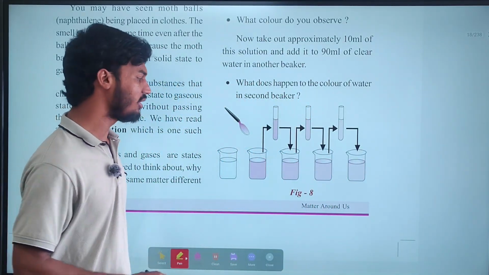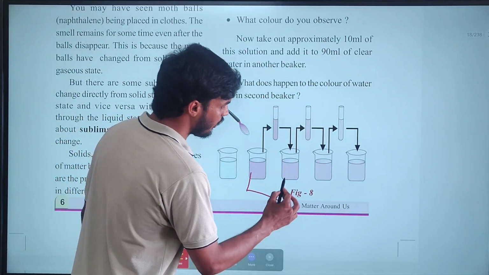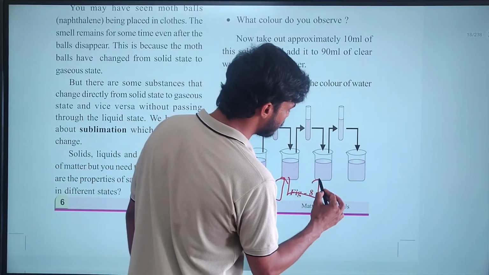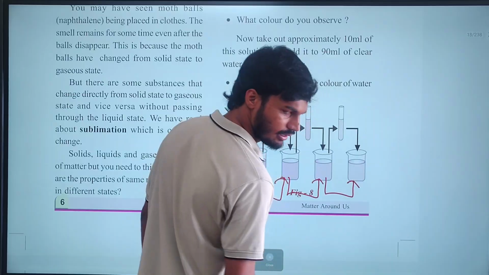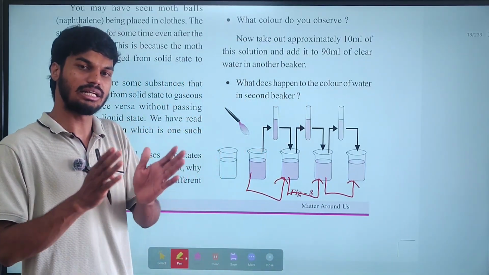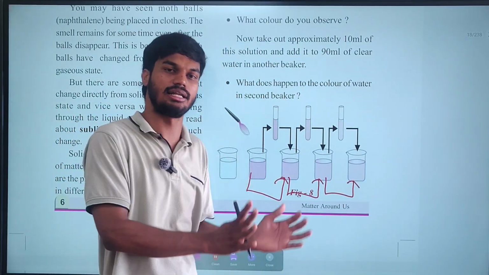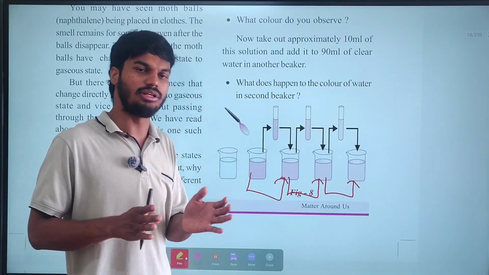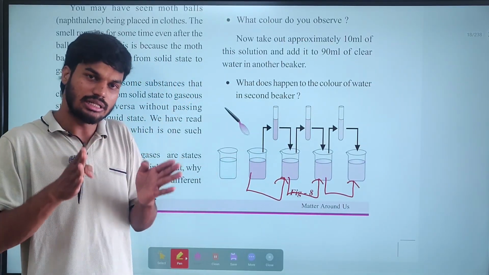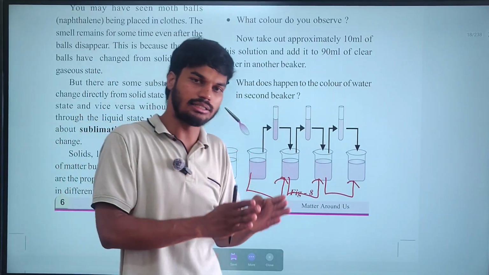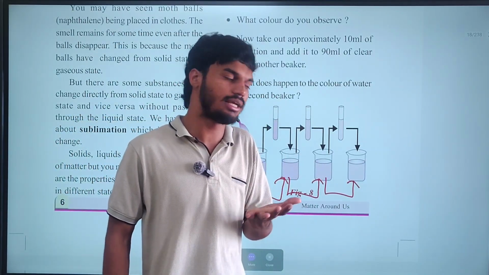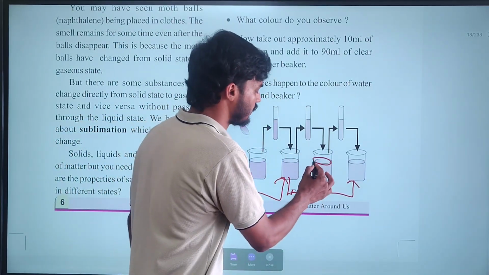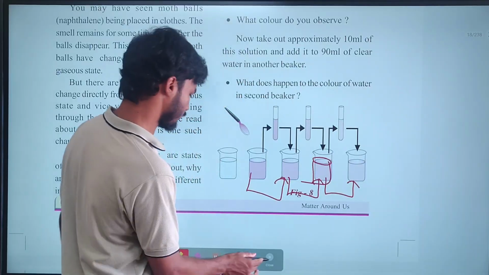From this experiment we can observe that the color gradually turns into a light pinkish color. It means the concentration of the solution gradually decreases. Whatever the concentration, when you add it to the liquid which has 90 ml, the concentration gradually decreases. Due to the decreasing concentration, the color changes. Clear?